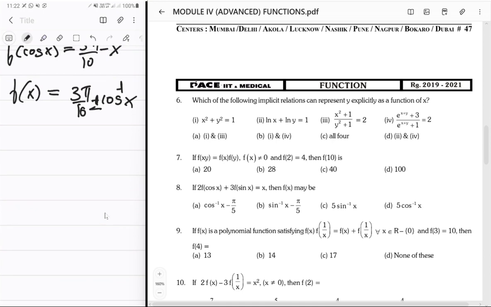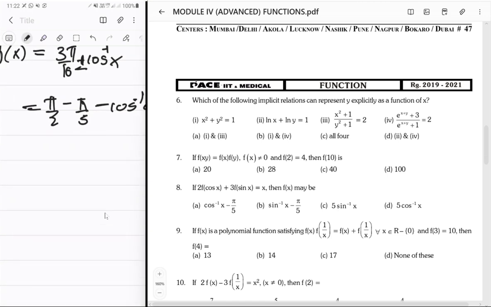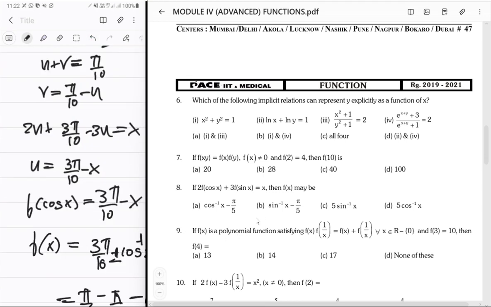And 3 pi upon 10 is not here. Why is that not there? Pi upon 5 or something. Oh yeah, you can actually write this thing as 5 pi upon 10, that's pi upon 2, minus pi upon 5, and then plus minus cosine inverse of x. So what I'm guessing is that it's got minus in one of these ways. So sine inverse of x minus pi upon 5. That would have worked, right? So it can be this guy, which is b.